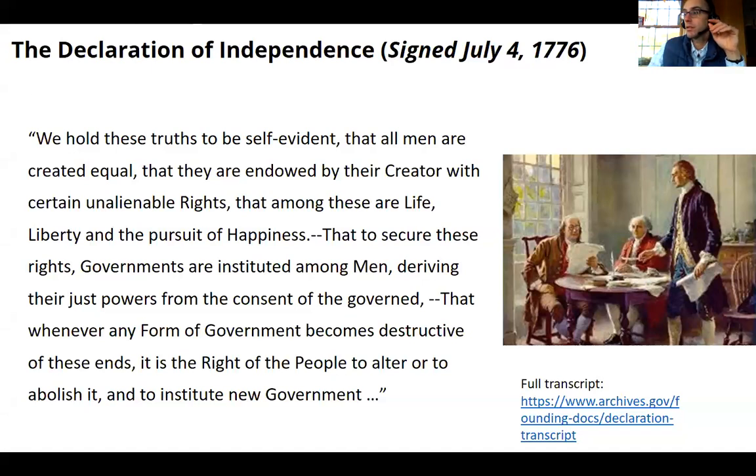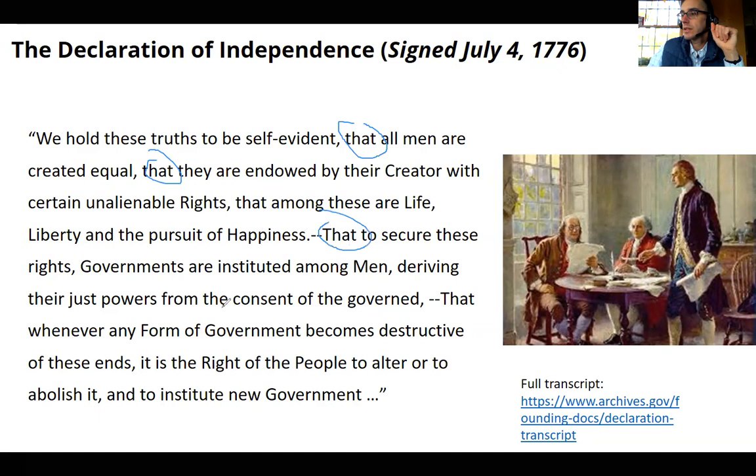So we could look at where all the "that's" are. Actually, let me do that. Let me pull up, do I have, okay. That all men are created equal. Let's do this. I'll circle the "that's." So this is a list of truths that they think are self-evident. That all men are created equal. It's an idea. That they, the men, are endowed by their creator with certain unalienable rights.